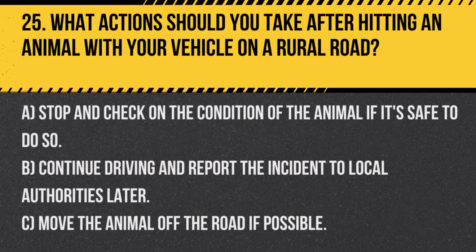Question 25. What actions should you take after hitting an animal with your vehicle on a rural road? A. Stop and check on the condition of the animal if it's safe to do so. B. Continue driving and report the incident to local authorities later. C. Move the animal off the road if possible.